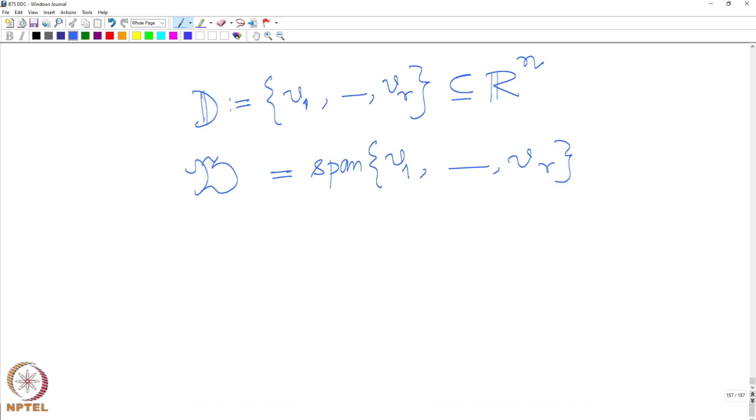Of course, I did not mention what the model class is. The model class in this case are all subspaces of Rn. If this is the model class, then inside this model class this B is a subspace, and this is the most powerful unfalsified subspace that contains the given data set, the vectors V1 up to Vr.